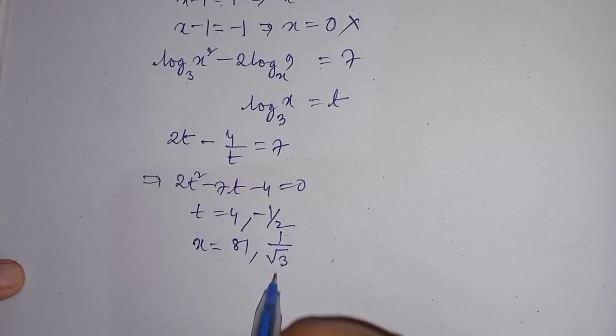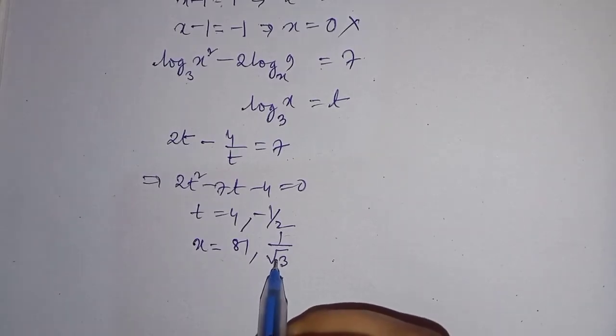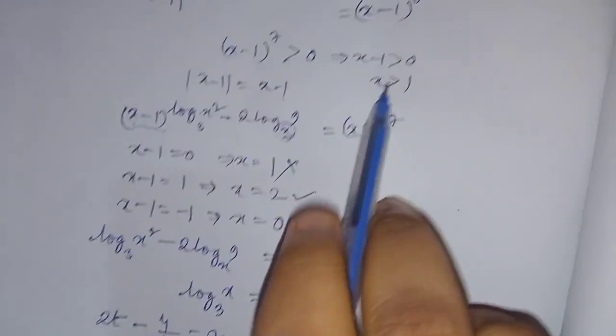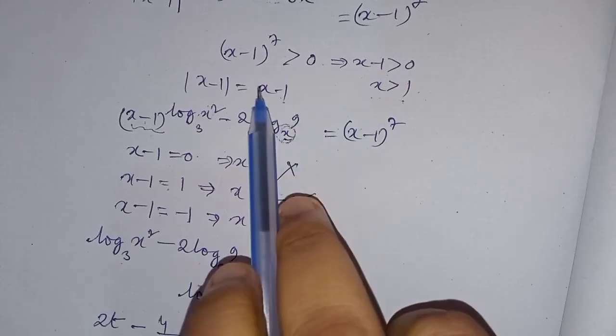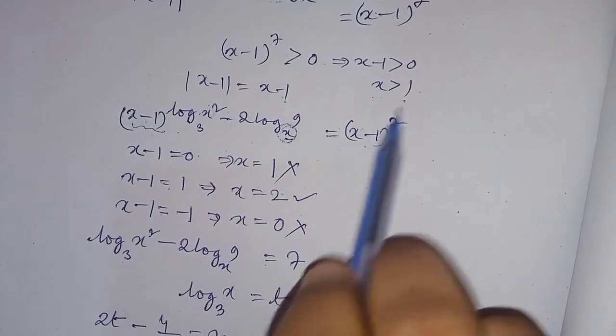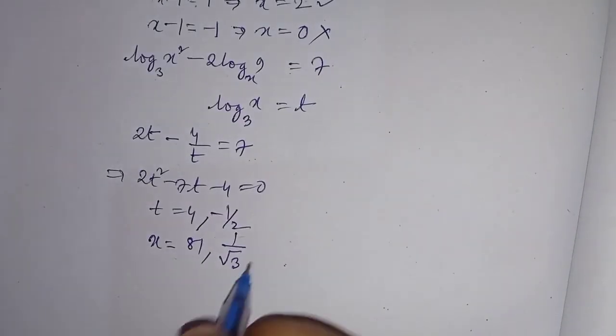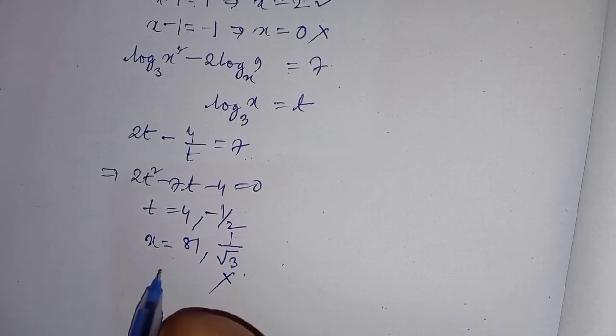So see, 1 by root 3 is less than 1. And what does that mean? We have firstly assumed that x must be greater than 1 because this is positive, this also must be positive. We have firstly assumed that x is greater than 1, but 1 by root 3 is less than 1. So 1 by root 3 will not be accepted as the solution.